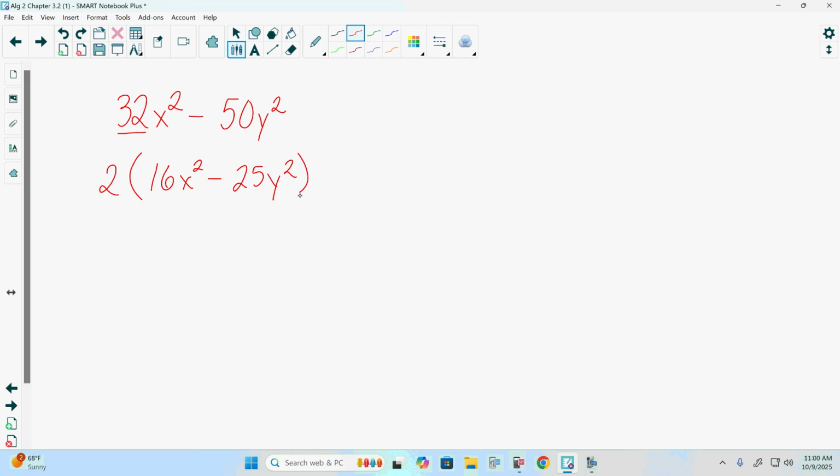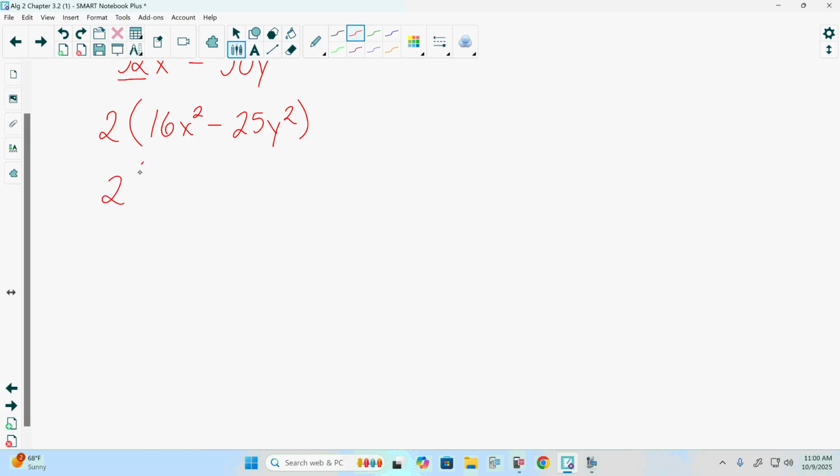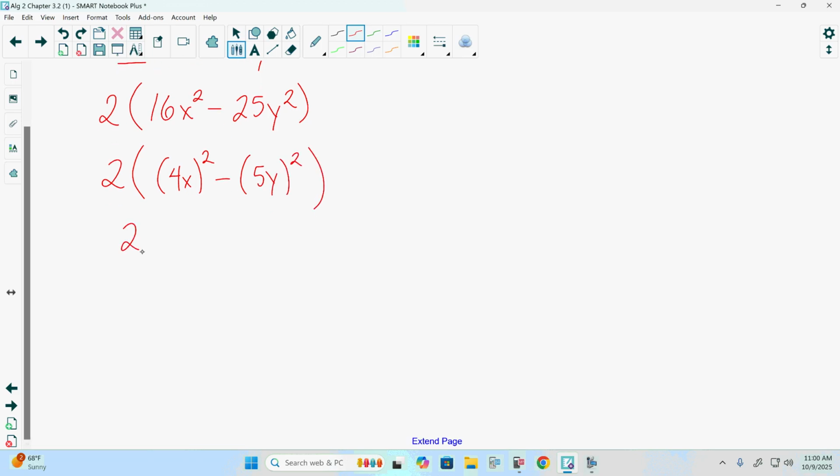Is there a number times itself that gives us 16? Yes, we've had it, 4. What times itself is 25? 5. So really we can look at this as 4x squared minus 5y squared. We'd have 4x plus 5y and 4x minus 5y.